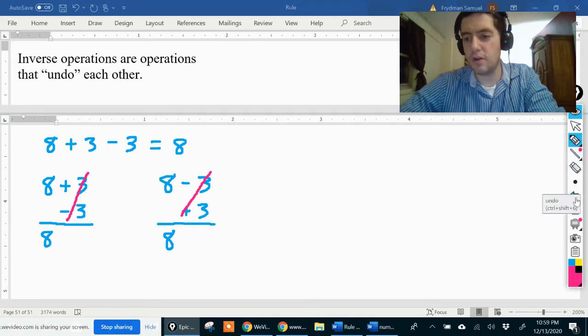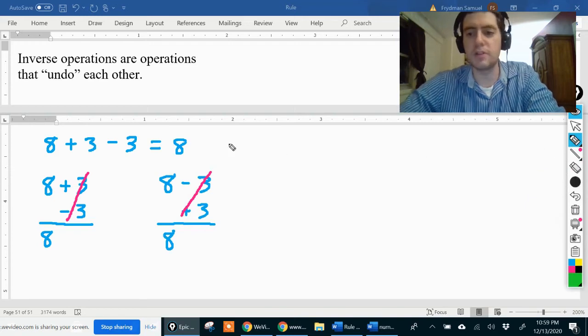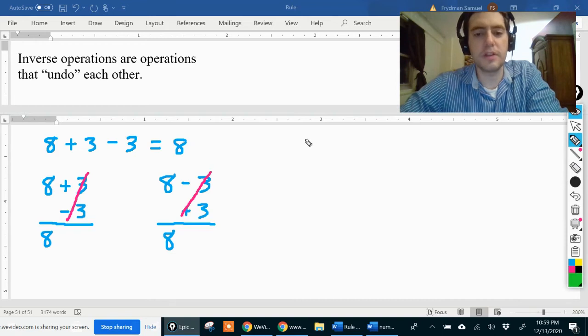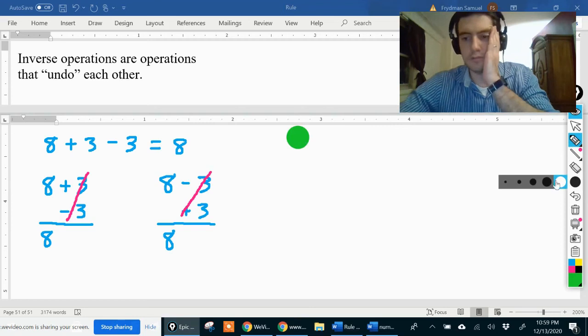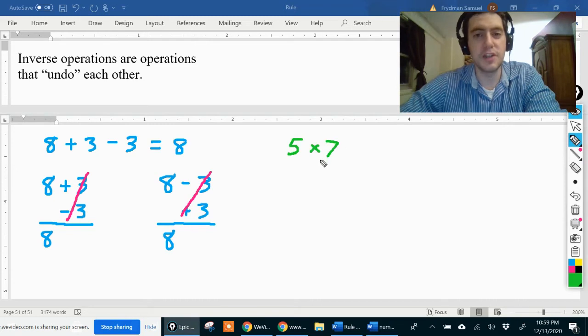Let me do now another example with multiplication. Let's just pick green. All right, so let's start with 5, and what do I get if I take 5 and I multiply it by 7? Hopefully you know your times tables. 5 times 7 is 35.